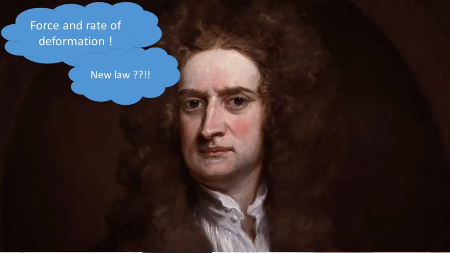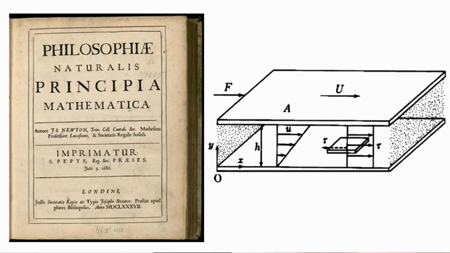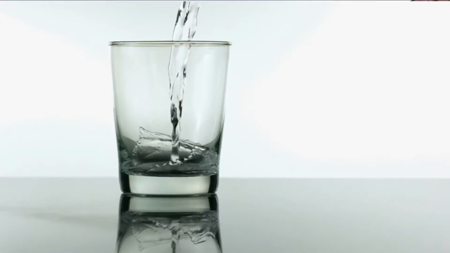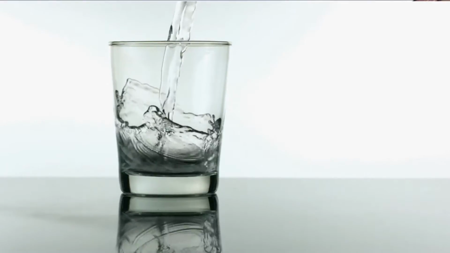Sir Isaac Newton, only a few years later, did some experiments on liquids and found out that the force acting on a liquid is proportional to the rate of change of deformation. These materials are now called Newtonian liquids or Newtonian fluids, and this law is called Newton's law. Water and honey are some of the Newtonian liquids today.